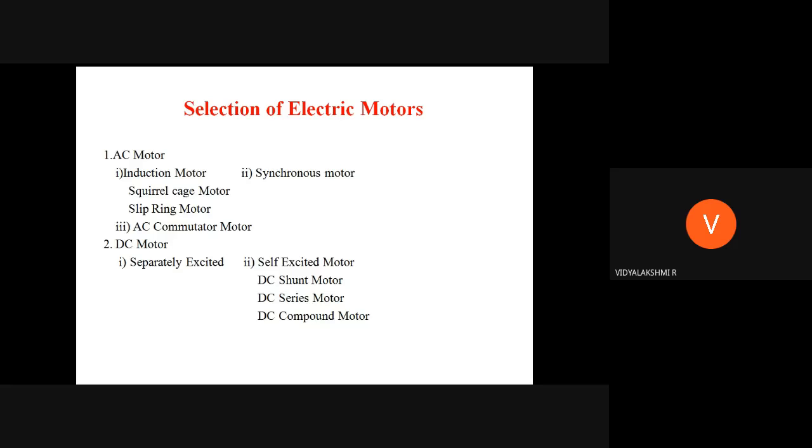And again, as I already said, it has high starting torque, so it is used to drive heavy loads because of the high starting torque. And it is used in conveyors and elevators.